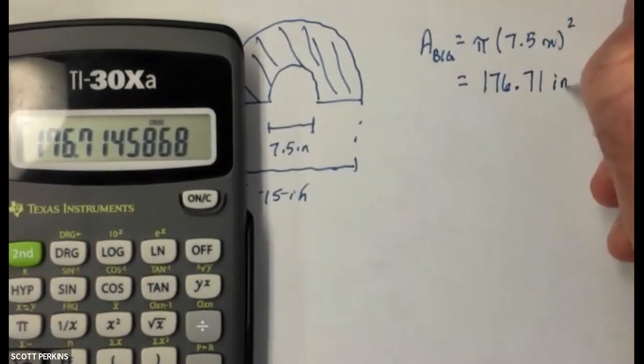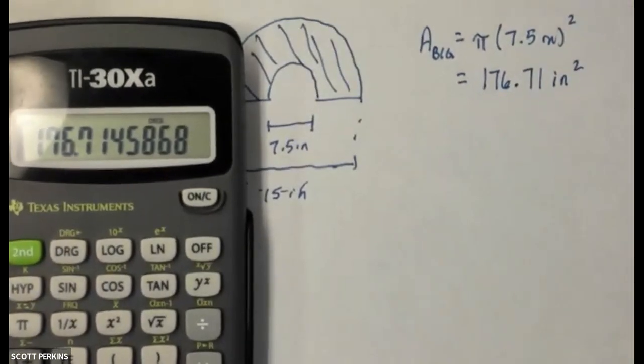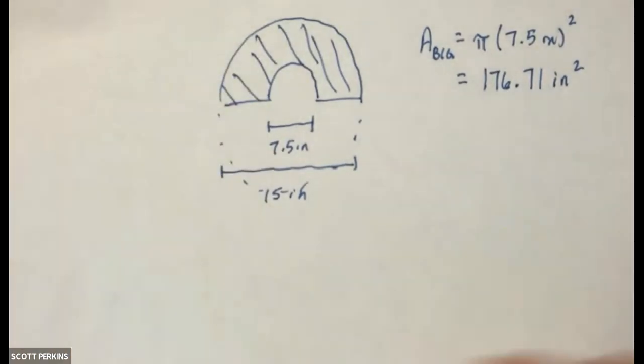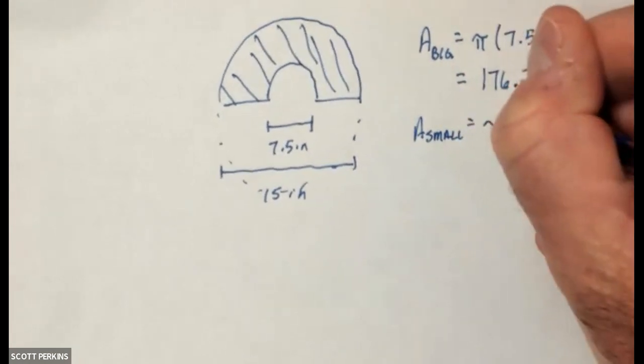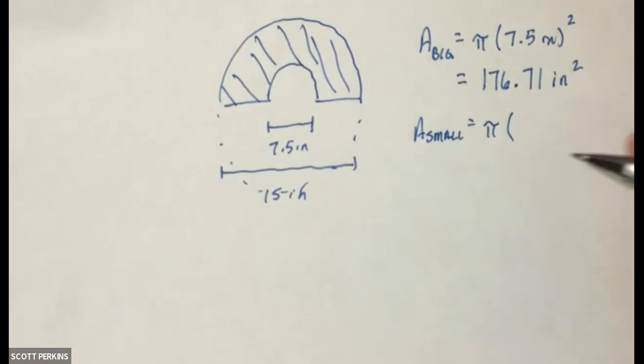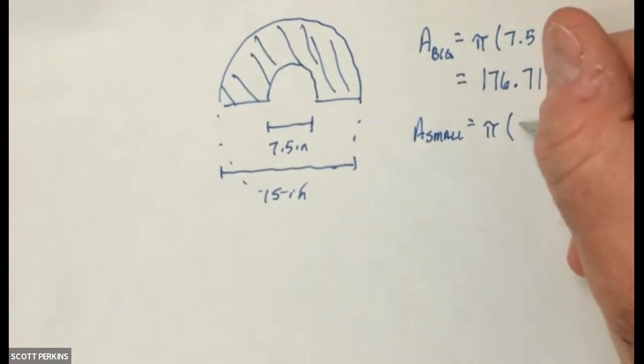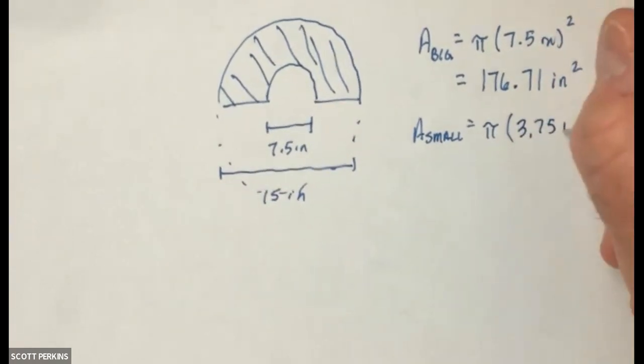176.71 inches squared. You with me so far? We're doing all right? Now remember, that's the full circle. Okay, I haven't done the half yet. We'll do that at the very end. Then the area of the small one is pi times r squared. Well, if you need to use your calculator, half of 7.5 is going to be 3.75.